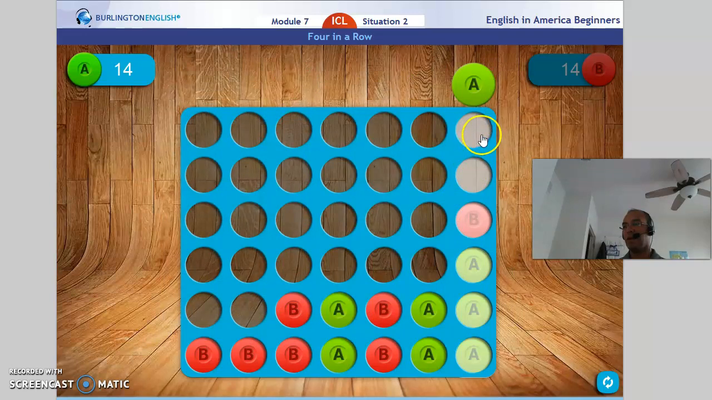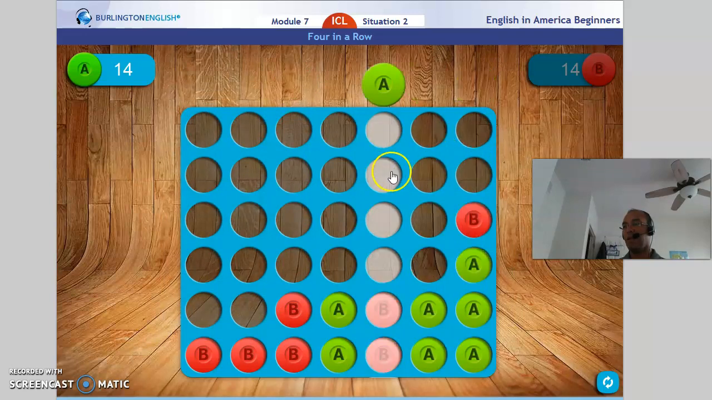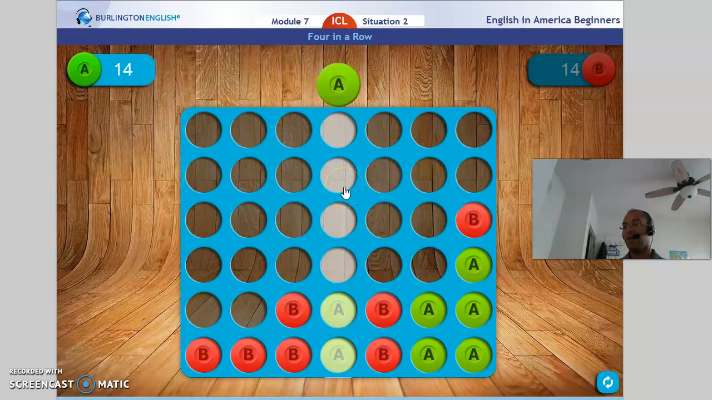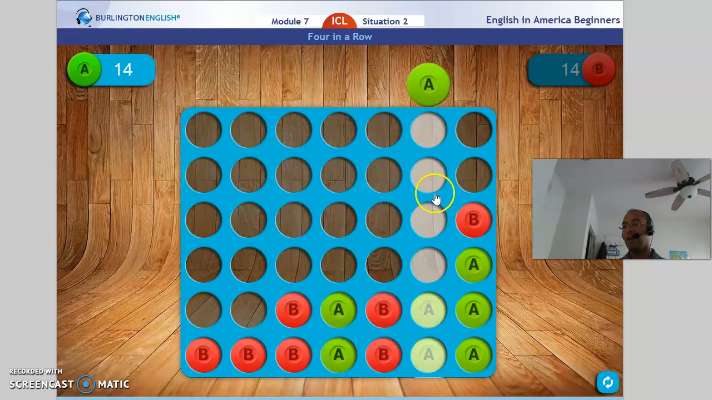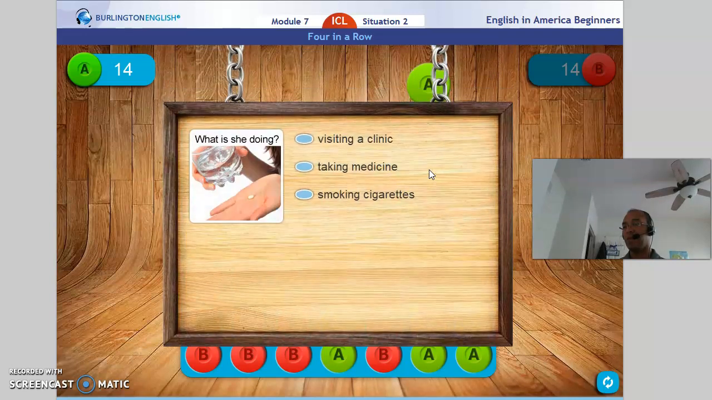Okay, so we can go to first, second, third, or fourth. Well, let's go here to this one. What is she doing? Visiting a clinic? Taking medicine? Smoking cigarettes? She is taking medicine.